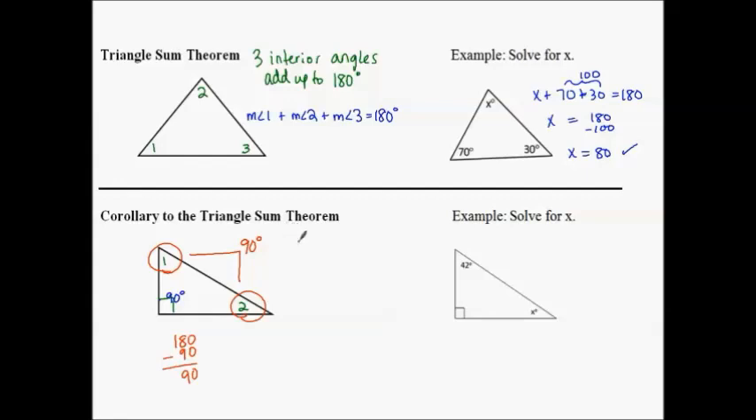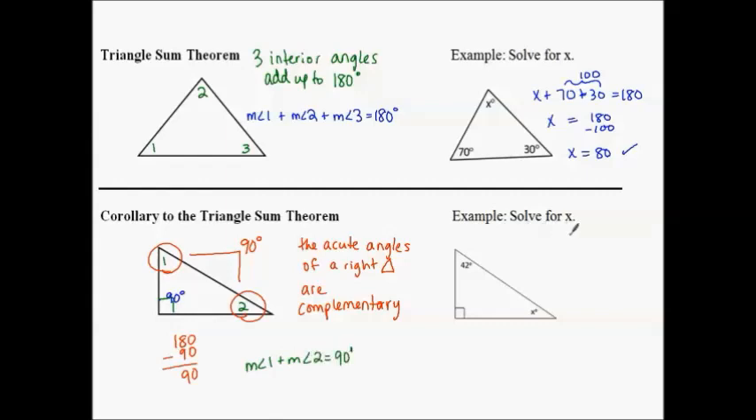So we say for this corollary, the acute angles of a right triangle, how do we say adds up to 90 degrees? Are complementary. Complementary means they add up to 90 degrees. So in this picture, the measure of angle 1 plus the measure of angle 2 equals 90 degrees.